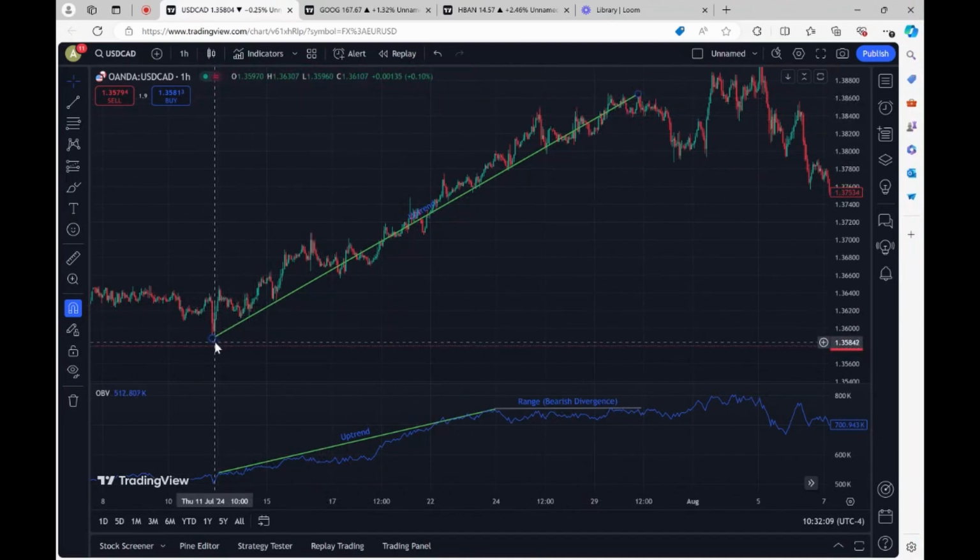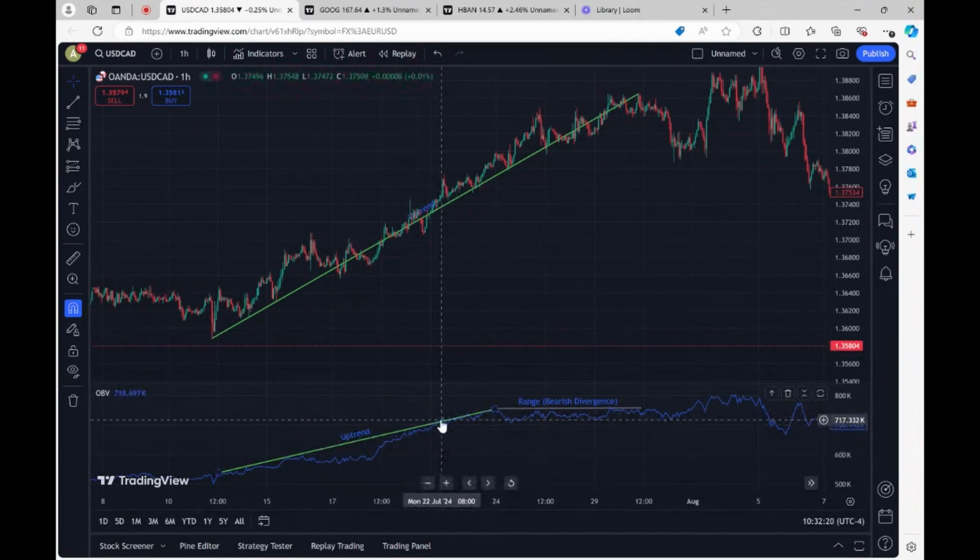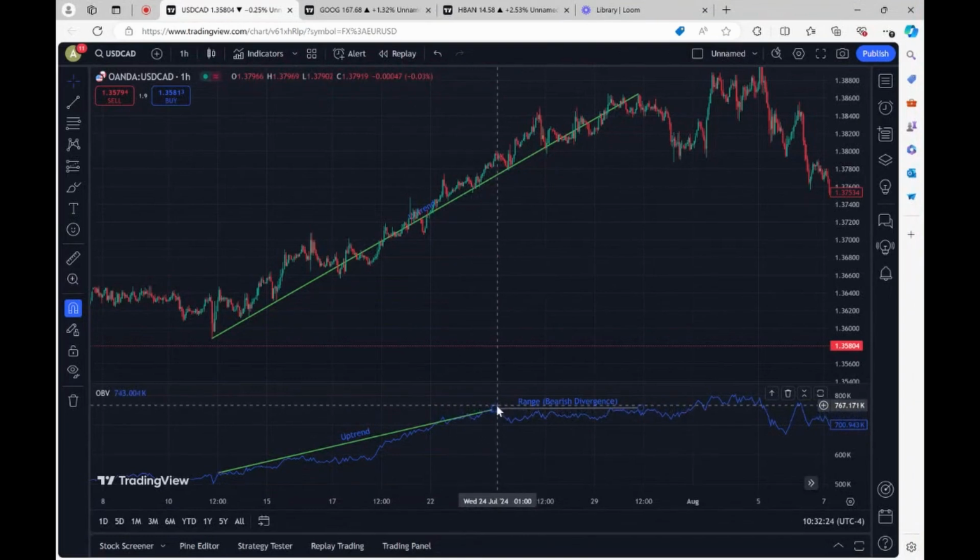And for this time period from about here to here, the uptrend is actually pretty strong because alongside the uptrend in price, we see an uptrend in on balance volume. So the uptrend is strong and isn't likely to reverse here. However, after here, we see that the price still stays in an uptrend, but the on balance volume goes into a range. And this is a bearish divergence.